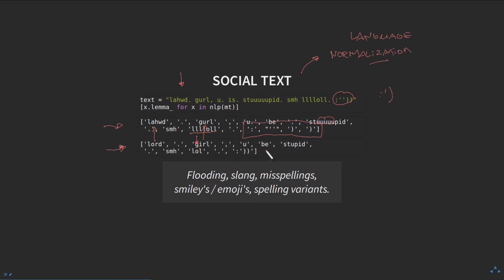So it's important to train these kinds of tools, or at least use tools that were trained on the platform that you expect to use them on. So this can be very different for formal text compared to social media text.